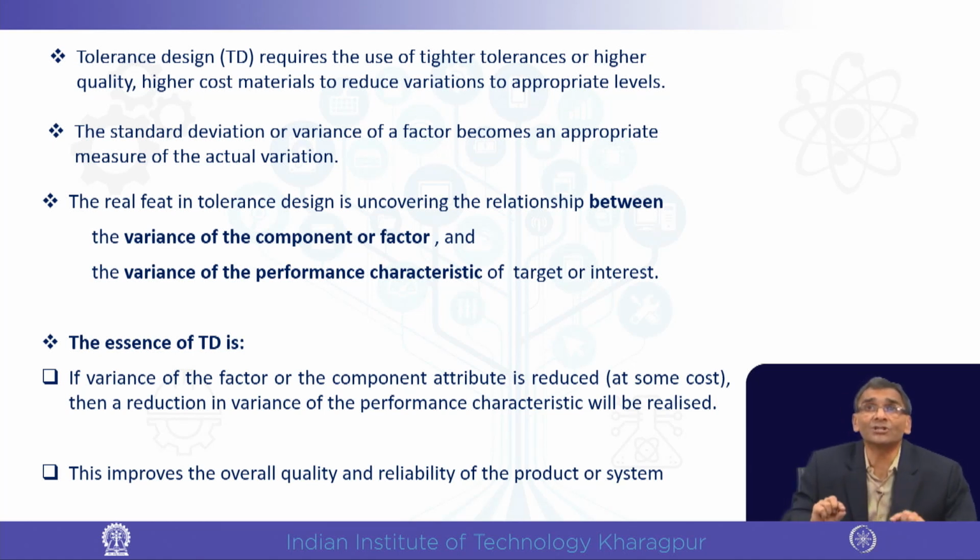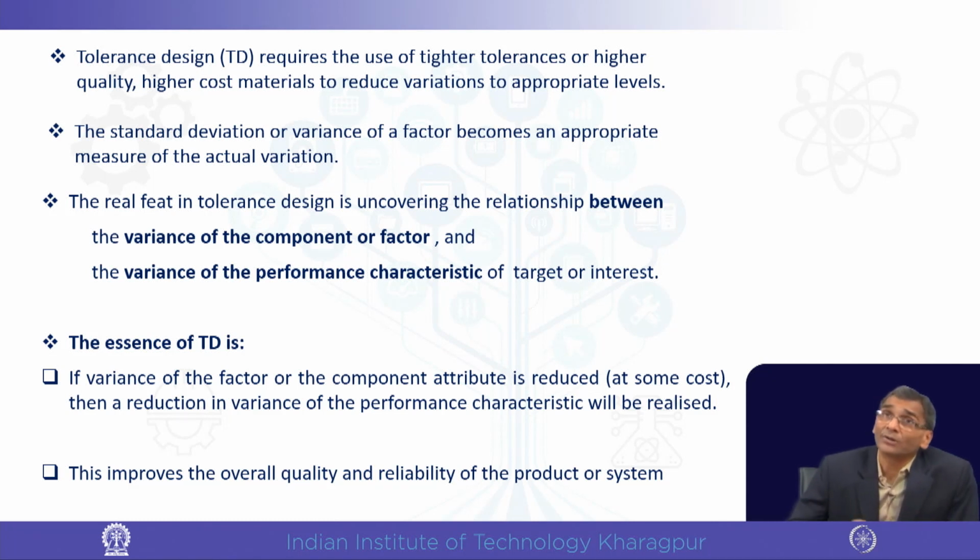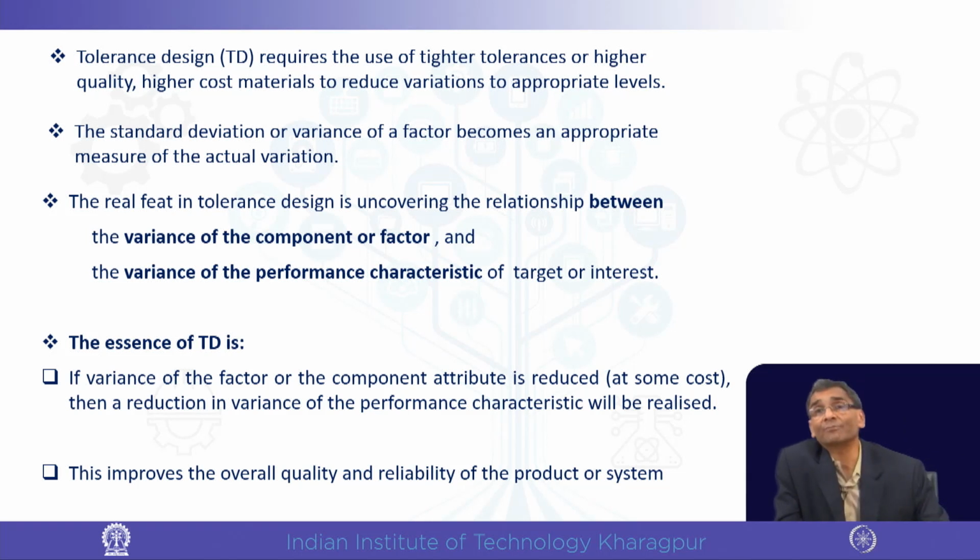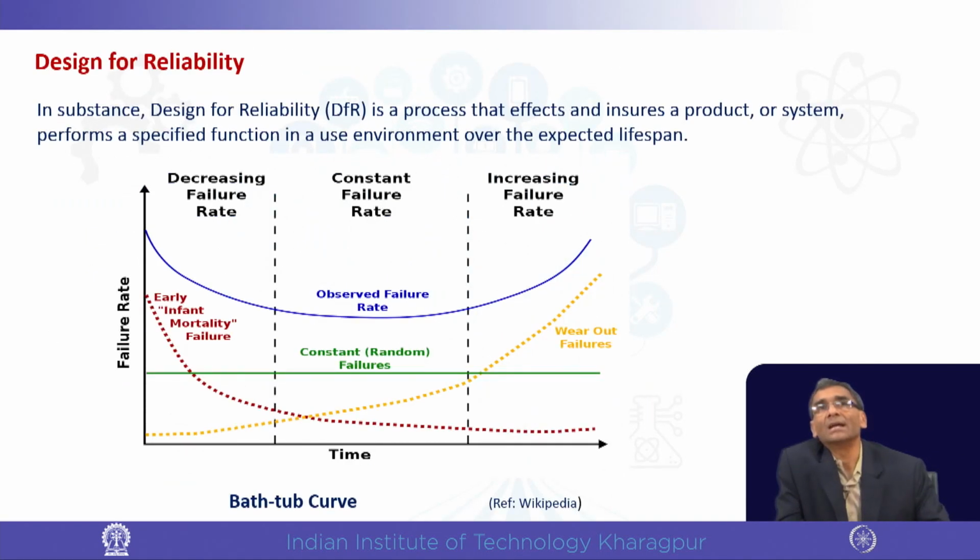So, this relationship, how much improvement we can bring to the performance of the product if I reduce a particular tolerance range, is to be established, and this improves the overall quality of the product. And it leads us to the last leg of today's discussion, which is design for reliability.